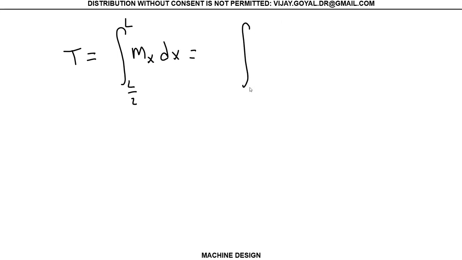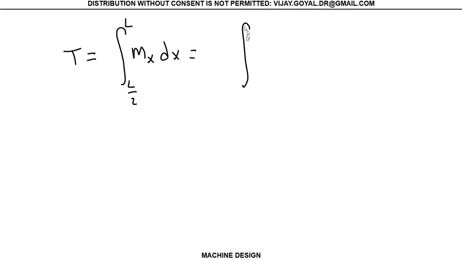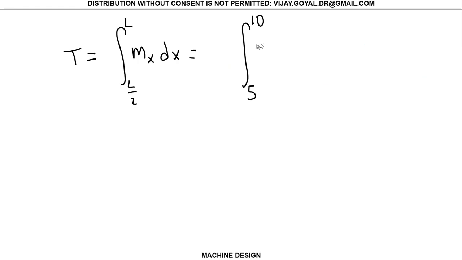L is 10, so this would be 5 to 10. M of x will be 100 minus x, so the integral of 100 minus x, D of x. I can integrate this. The integral will give me x minus x squared over 2, from 5 to 100.